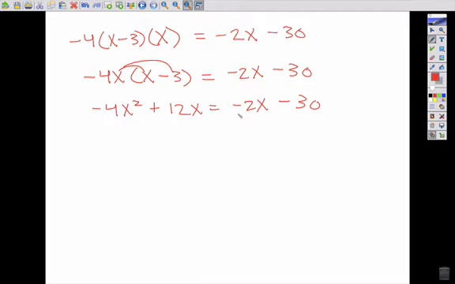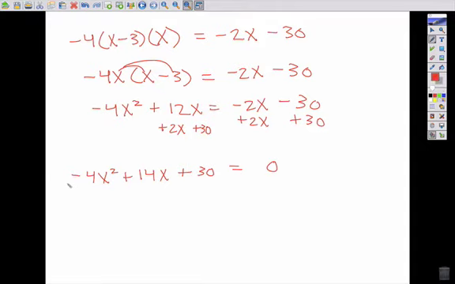So I'm going to go ahead and move these pieces over here. So I'm going to add 2x, and I'm going to add 30 to this side, but then I need to do it over here as well. So then my left side of the equation is going to be negative 4x to the second plus 14x plus 30 is equal to 0.